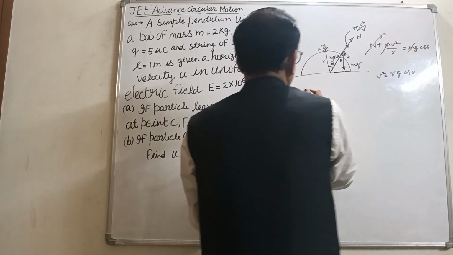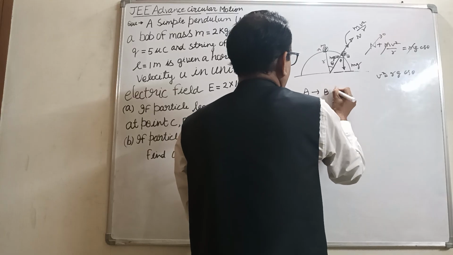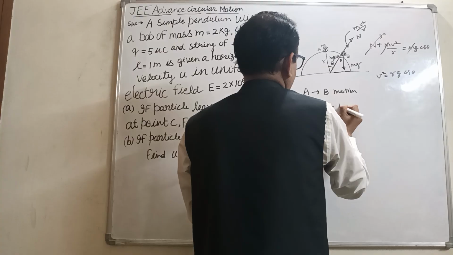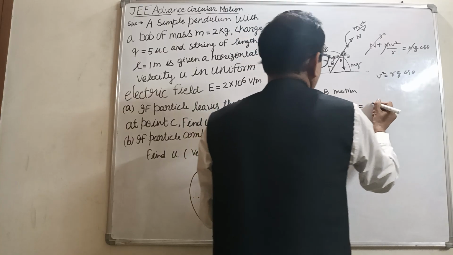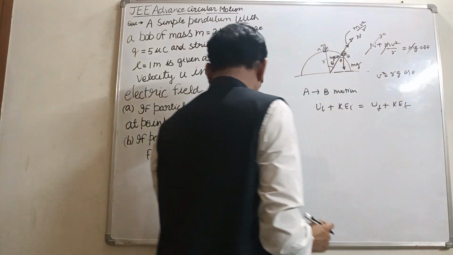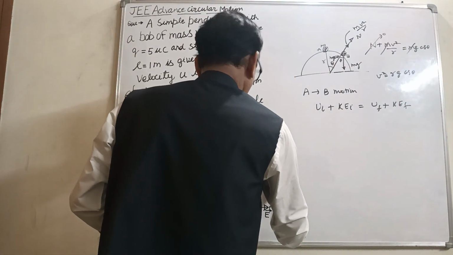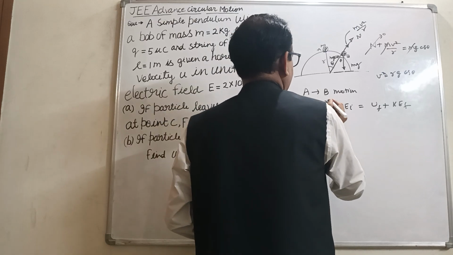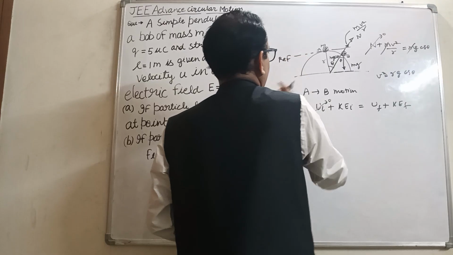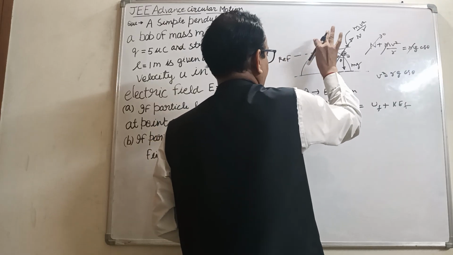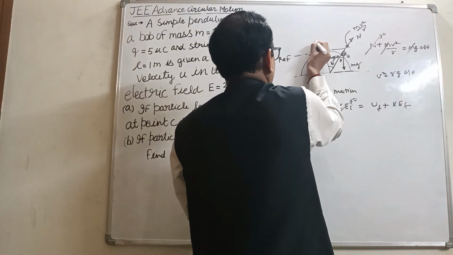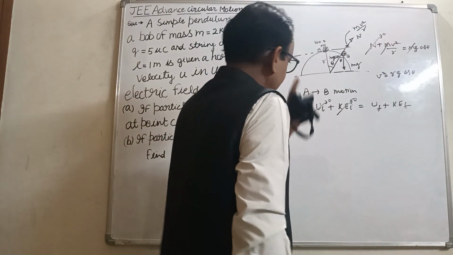From A to B motion, we conserve the energy. Initial potential energy plus initial kinetic energy equals final potential energy plus final kinetic energy. We take the initial point as the reference, so the initial potential energy is 0, and the kinetic energy is also 0, since the velocity of the mass is 0.